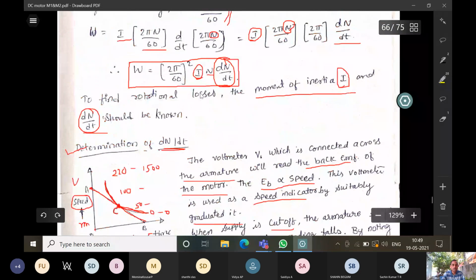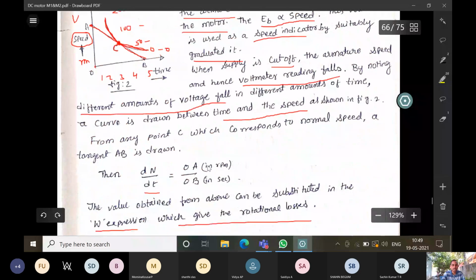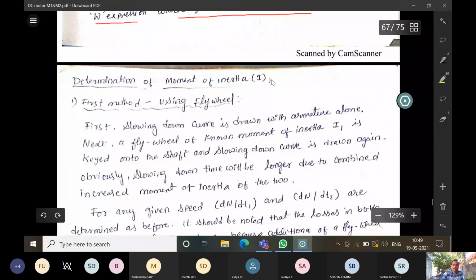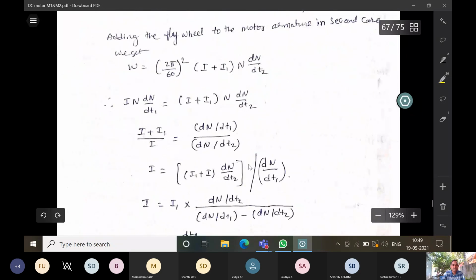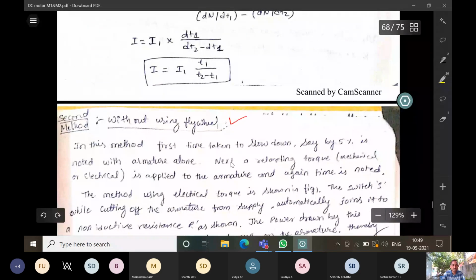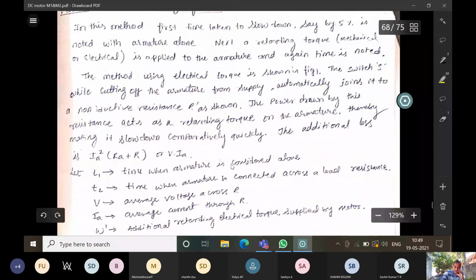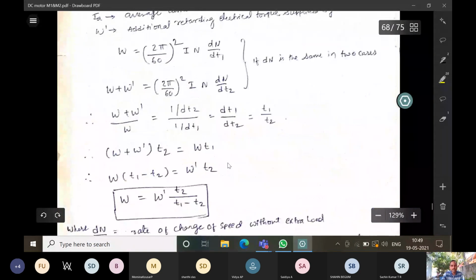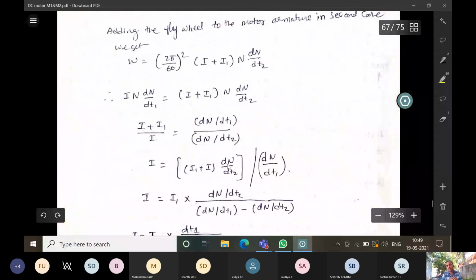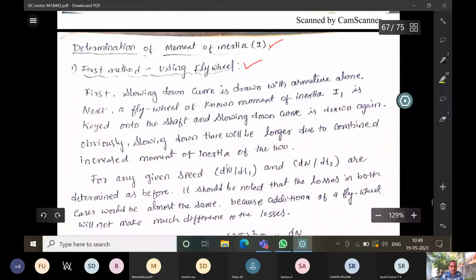To find out the moment of inertia, again two methods are there. Determination of moment of inertia: first method using flywheel, and second method without using flywheel. What is a flywheel? The motor shaft is connected to some wheel that is called a flywheel, used to find out the moment of inertia. Whatever energy is stored in the flywheel can be obtained, and that gives the moment of inertia.